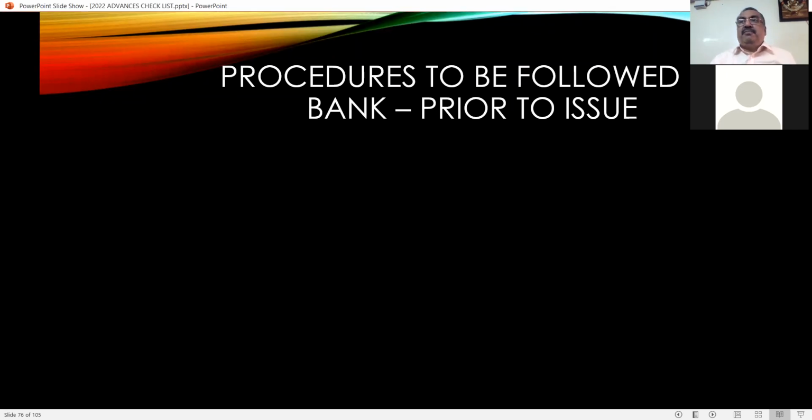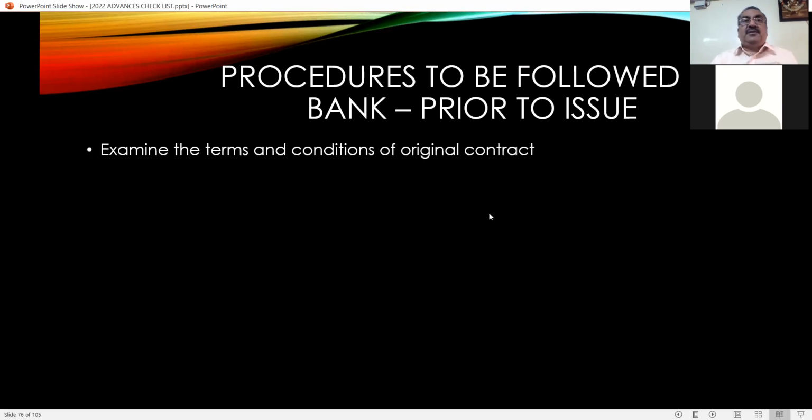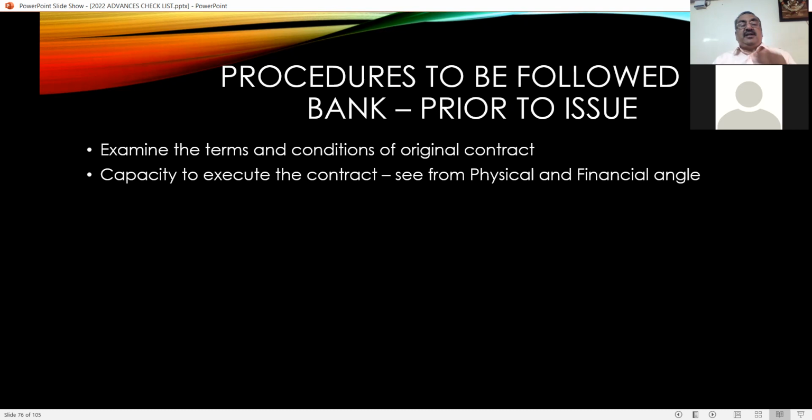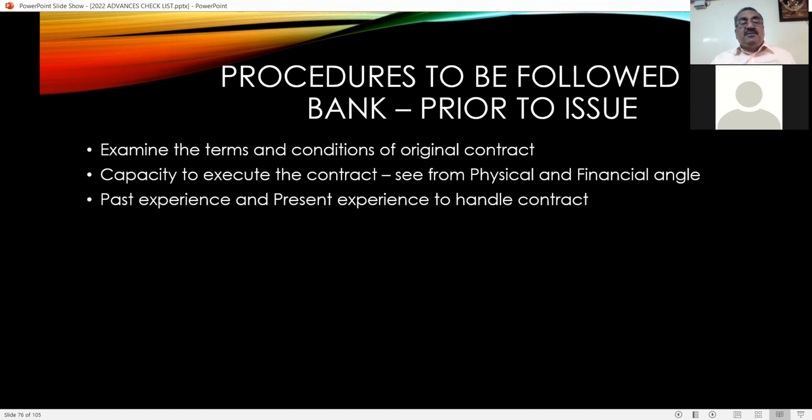And the procedures to be followed by the bank prior to the issue of BG: they have to examine the terms and conditions of the original contract and whether the party has the capacity to execute the contract. That is me, I am the local buyer, the borrower. They will see from the physical angle and the financial angle whether I am capable of making the repayment. If the bank guarantee is given, I have to make the payment to the bankers. Whether I am capable of meeting the commitment financially, and what is my present and past experience to handle the contract.